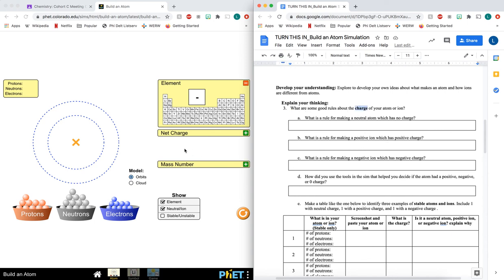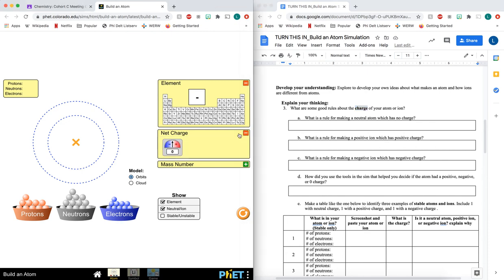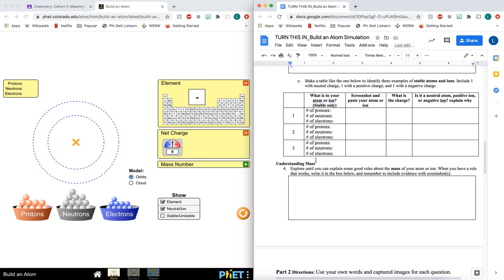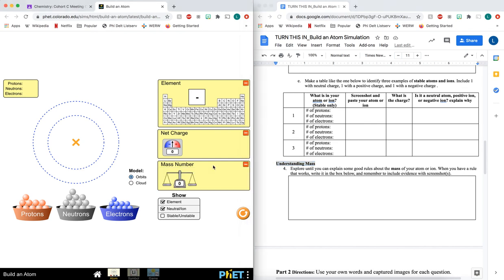Okay, so at this point, we're going to be talking about charge. So I know I'm going to need to be able to see this thing, and I'm going to start adding in protons, neutrons, and electrons and seeing how each of those things affects the charge so that I can write a rule. We're looking for one sentence that explains each of these things. Another table where you're going to be putting in your screenshots and making atoms that now have a charge, either positive, negative, or neutral. Then you're prompted to look at mass. When we're talking about mass, we got to make sure that we have the mass number available so that as we add in protons, neutrons, and electrons, we can see how that affects the mass of the element.